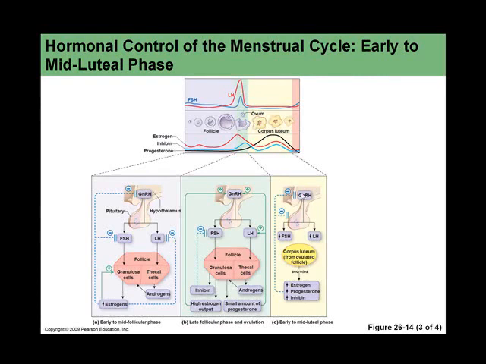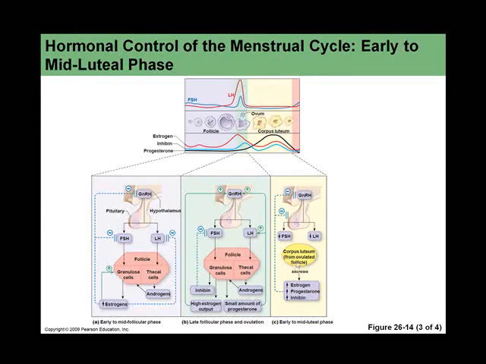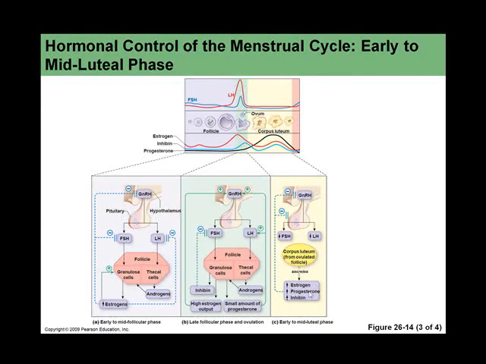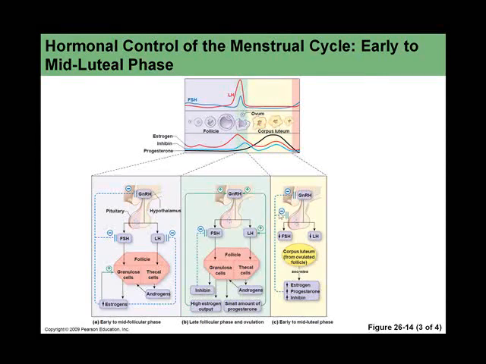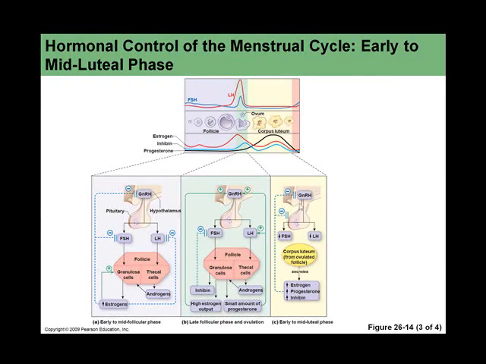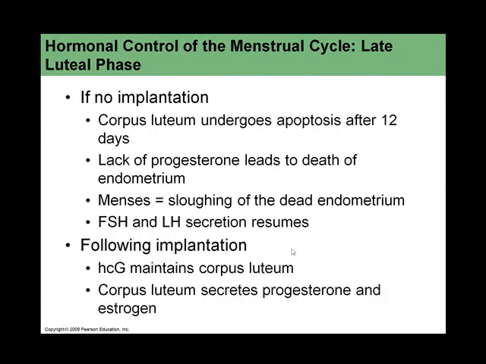So here we see, again, our illustration, the corpus luteum. High levels of progesterone especially, but also of estrogen and inhibin, pushing toward the very sensitive negative feedback to shut down the hypothalamus and the pituitary, and ultimately it will do that suicide cycle that I said takes about 14 days, so that at the late luteal phase, if there is no implantation, the corpus luteum undergoes apoptosis after 12 days. Lack of progesterone leads to the death of the endometrium.